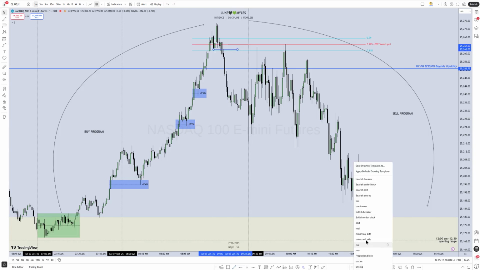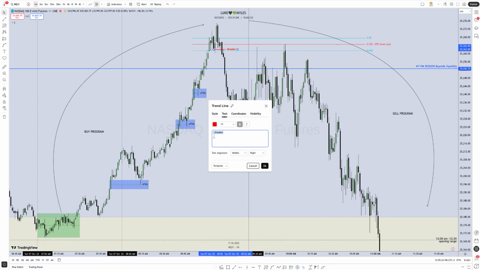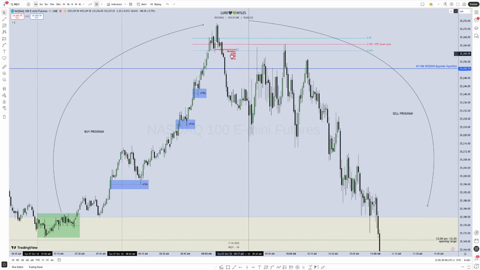So this is a bearish breaker. Bearish breaker block right there. This is your low. That's a bearish breaker. That is your low risk sell. So considering this as my original consolidation for the sell program, we drop lower.